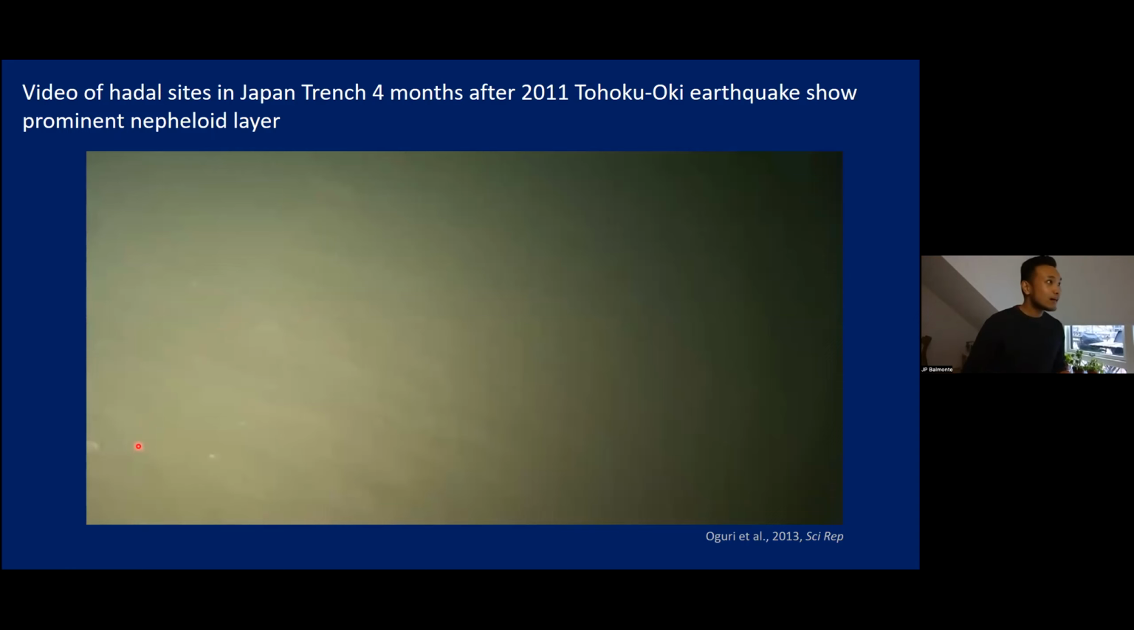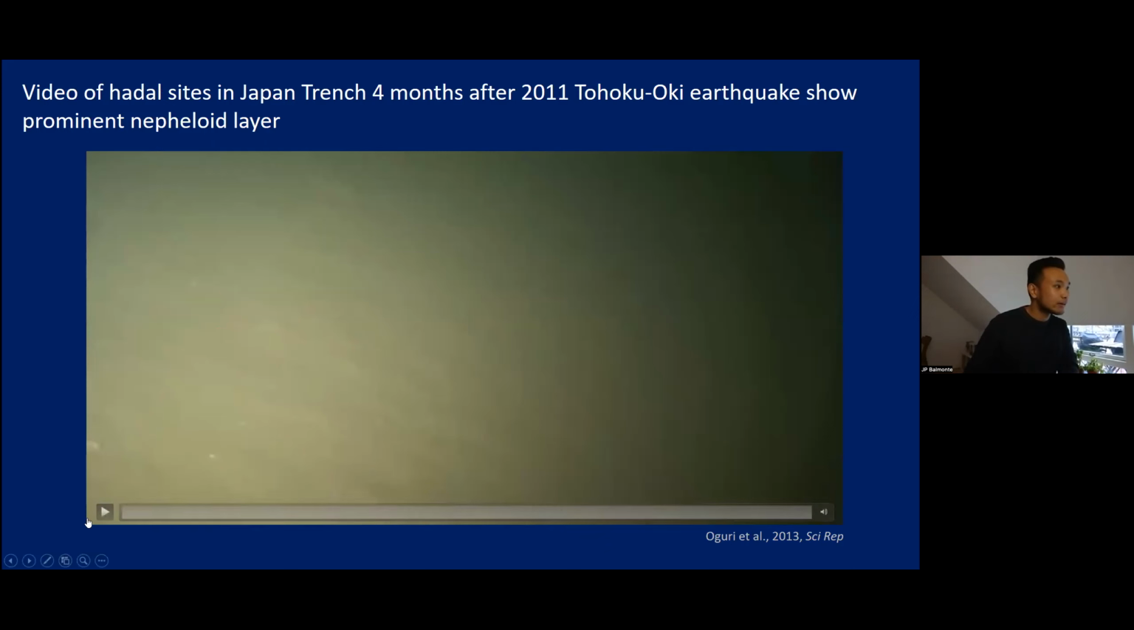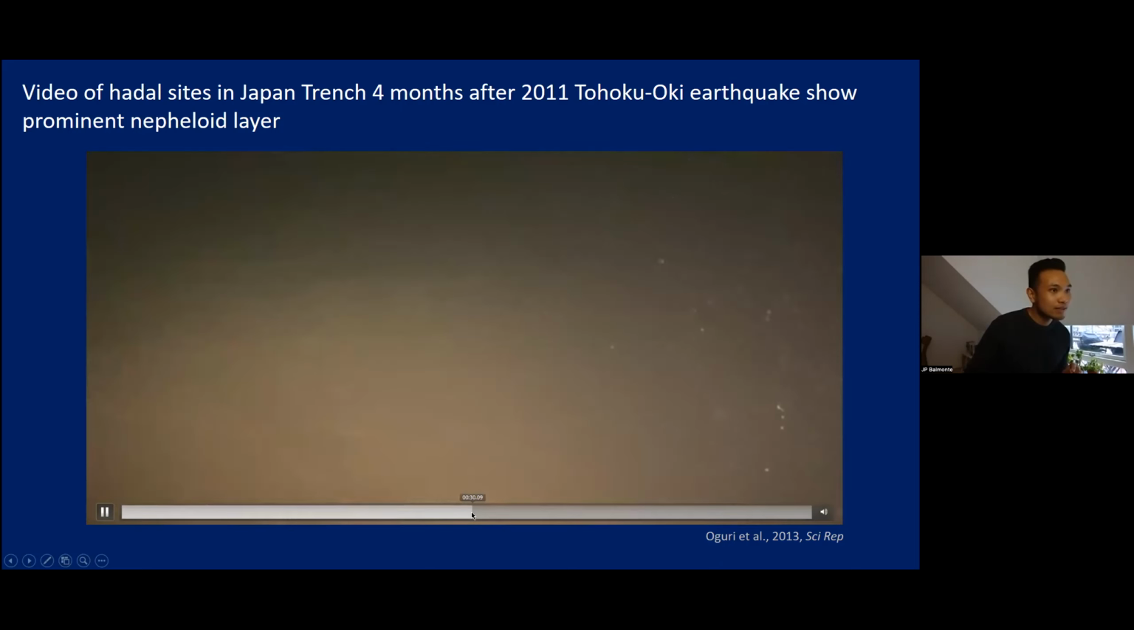Here's a video of two Hadal sites where they deployed these cameras to look at what's going on in these sites. I don't know if I can get this to play. I hope I can. Maybe I have to go back to my clicker. There you go. And what I want to move to is one of the sites, which begins right here.